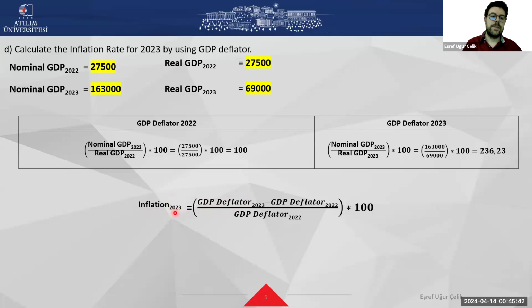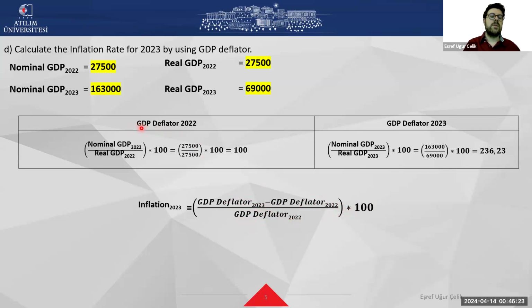I ask the year of inflation rate. I forgot to put the word rate over there, but this is the inflation rate. I ask the inflation rate for 2023. So we can start GDP deflator 2023 minus 1 year earlier GDP deflator 2022, divided by 1 year earlier GDP deflator 2022, multiply 100. Okay. How can we calculate GDP deflator 2023 and GDP deflator 2022? How can we calculate it? By using the GDP deflator formula.